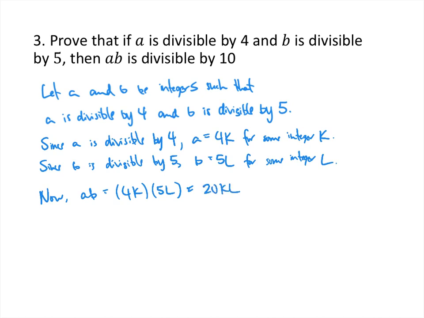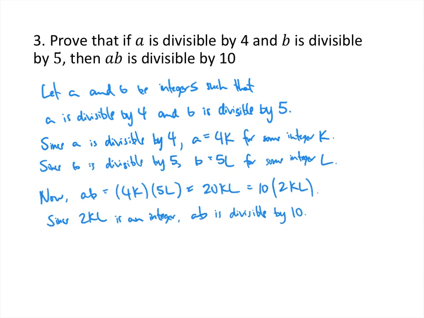Now, is that divisible by 10? What would we have to be able to do to show that that's divisible by 10? Well, we have to show that it's 10 times an integer. So we have to be able to factor out a 10. And in this case, we can. Since 2kl is an integer, because k and l were integers, a times b is divisible by 10. And so we're done with the proof.